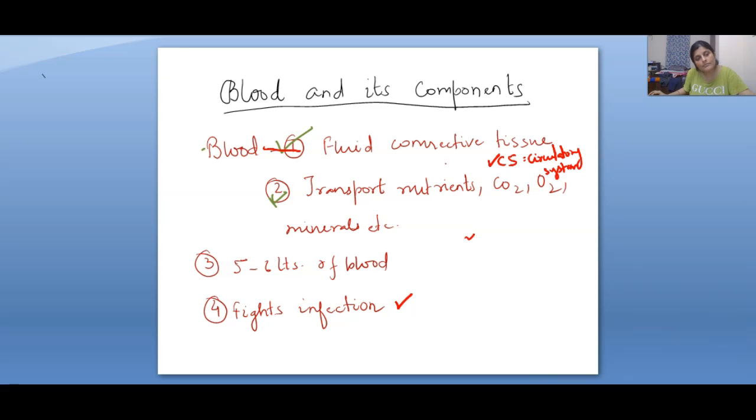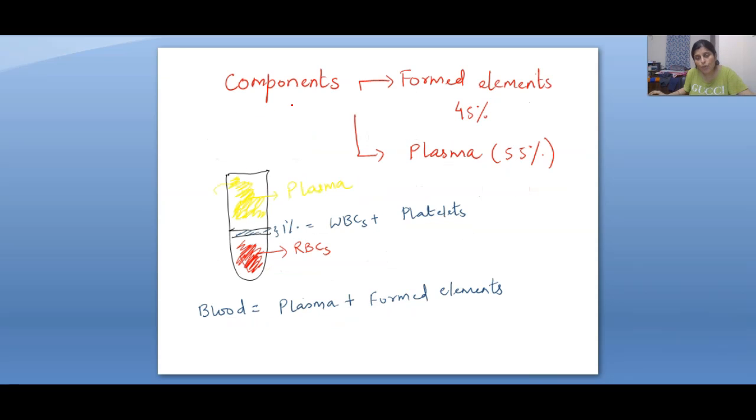Now let's see the components of blood. When we talk about blood, what is blood made up of? Blood has two basic components, or two divisions, you can say. Blood is made up of formed elements that constitute 45% of the blood and the plasma that constitutes 55% of the blood. Here you can see a figure.